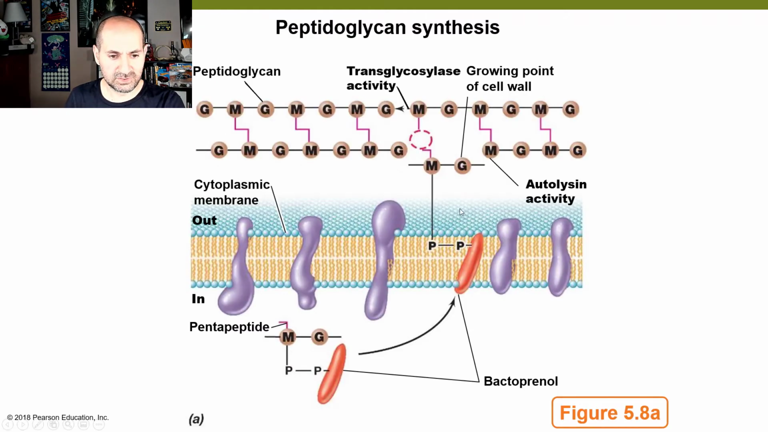So you can see here, let me show you what I'm talking about. Autolysins cleave the existing cell wall. Bactoprenol brings a new NAG-NAM subunit to the cell wall. And then glycosylases attach those new subunits by a dehydration reaction between these sugars to form new glycosidic bonds, right?